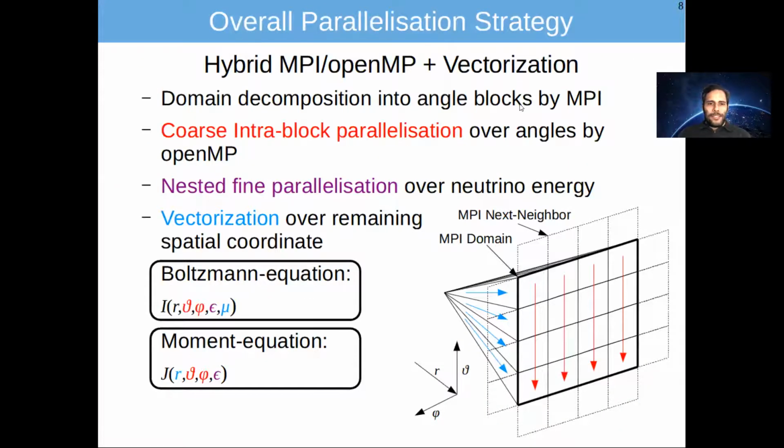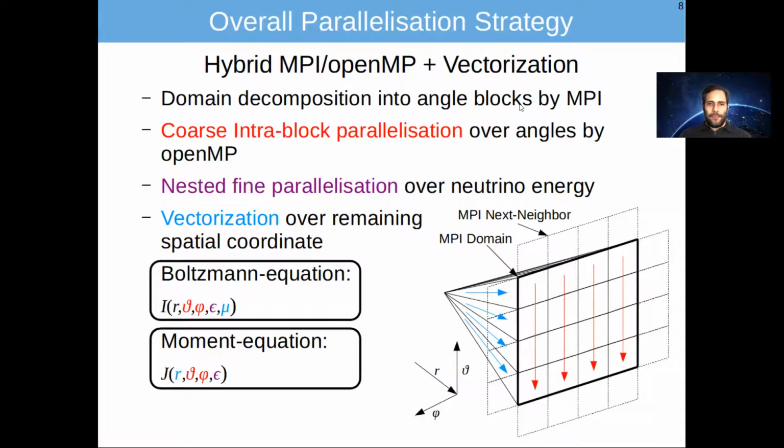Our overall parallelization strategy is the hybrid MPI-OpenMP approach with an increased focus on vectorization. We decompose our computation domain into angle blocks via MPI with direct next neighbor communication. The individual angles are then distributed by our coarse intra-block OpenMP parallelization. To further increase the degree of parallelism, we have also introduced a nested fine parallelization that distributes the neutrino energy bins to the closest available processor.